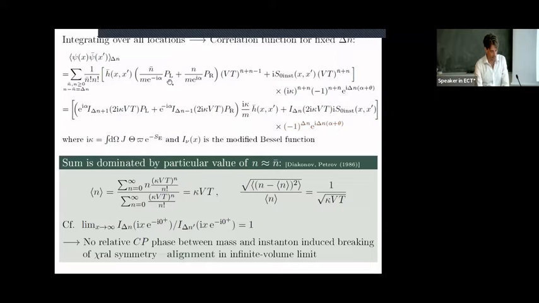And this you can also see when you carry out the sum, because in the sum you get these modified Bessel functions. And these modified Bessel functions have the property that if you take the argument to infinity, or the space-time volume to infinity, they essentially become independent of the index. And I think this is very reasonable because in the large volume limit you're not really sensitive to this little difference here.